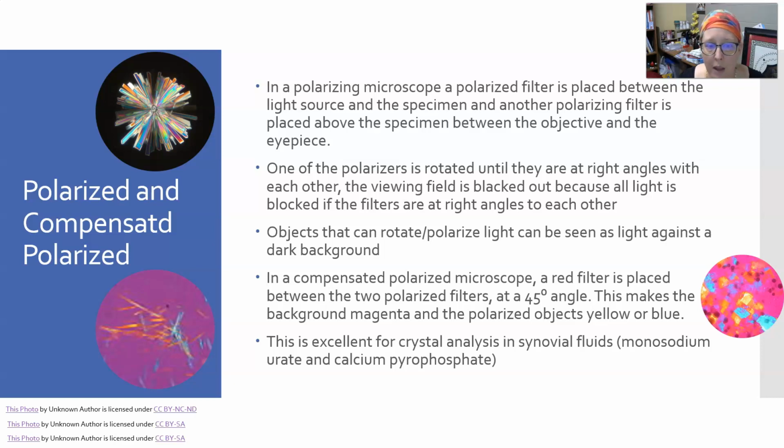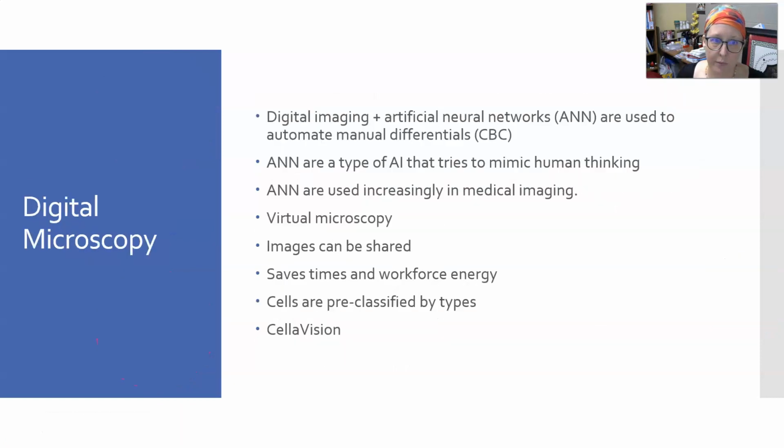And then there is also a compensated polarized microscope, and in that one there's a red filter also that's placed between the two polarizing filters. It's placed at a 45-degree angle, and so it makes the background magenta instead of black, and the polarized objects are yellow or blue. So this is excellent for crystal analysis in synovial fluids where you're trying to distinguish monosodium urate from calcium pyrophosphate. One is blue, the other is yellow, and it depends on the orientation of the polarizing filters and so on.